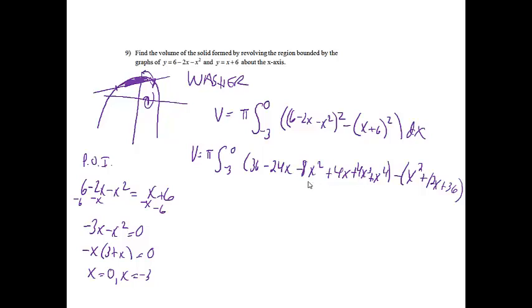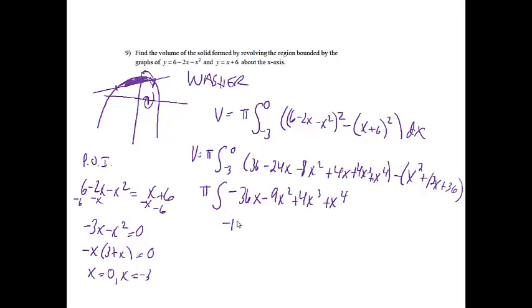All right, so then from here, if I combine like terms, I should end up getting negative 36x minus 9x squared plus 4x cubed plus x to the 4th. Okay, I have not taken the integral yet. So now I'm ready to take the integral.